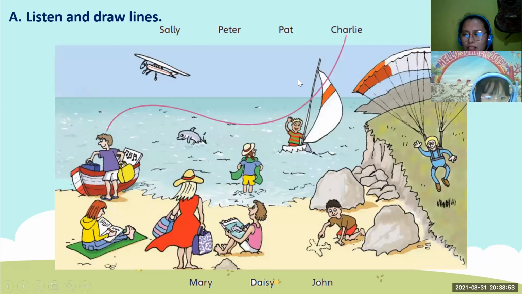Okay. Here we go. This time, I want you to describe the people there and they're so very busy doing such things. So like here, what is Charlie doing? Can you see what Charlie is doing? Charlie is?